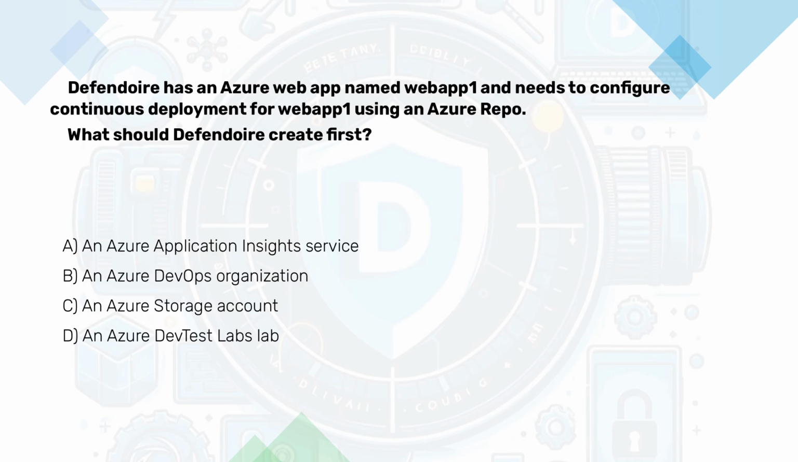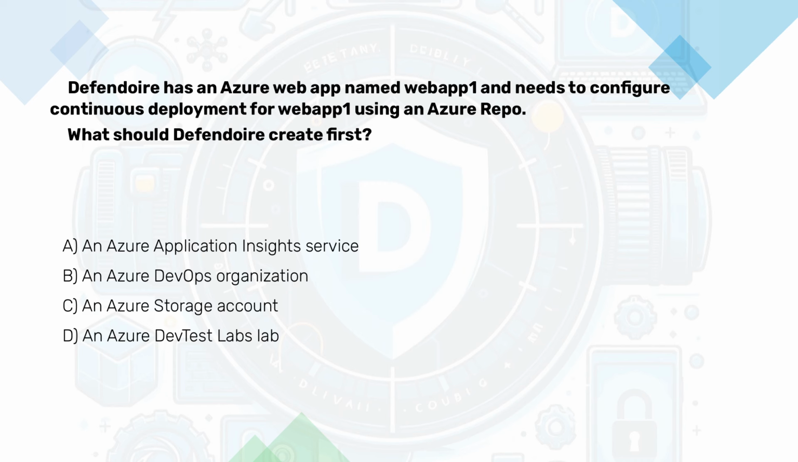We have an Azure web app and need to set up continuous deployment for the web app using an Azure repo. What should we create first? A. An Azure Application Insights service. B. An Azure DevOps organization. C. An Azure Storage account. D. An Azure DevTest Labs lab.